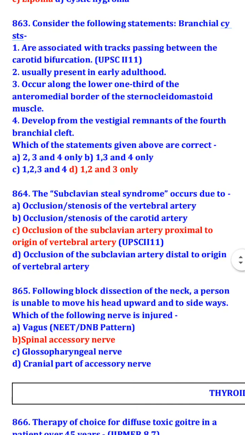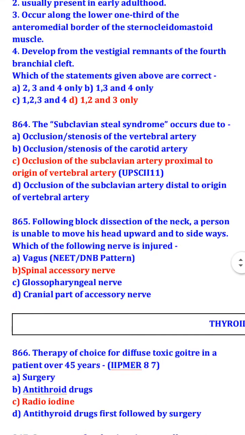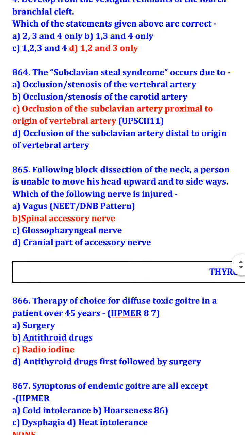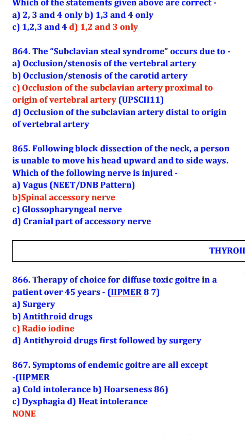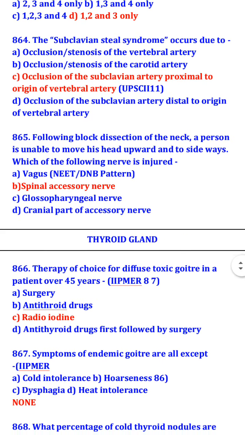The subclavian steal syndrome occurs due to occlusion of the subclavian artery proximal to origin of vertebral artery. Following block dissection of the neck, a person is unable to move his head upward and sideways. Which of the following nerve is injured? Spinal accessory nerve is injured.